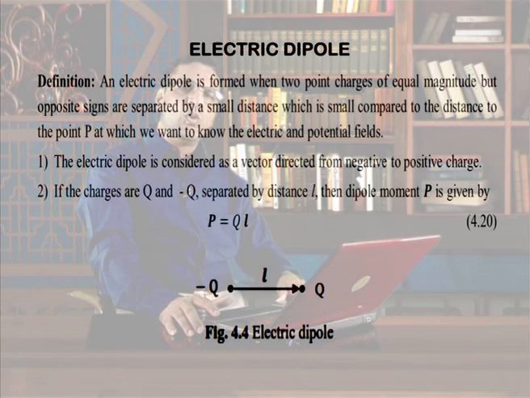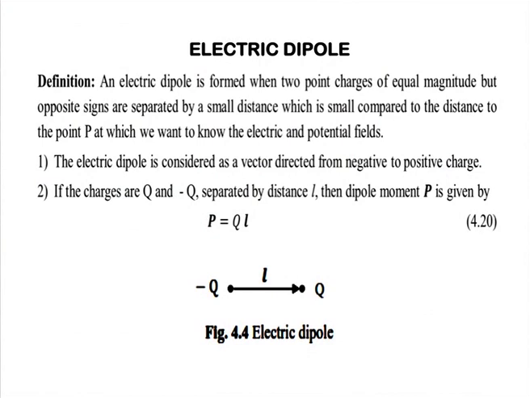Electric dipole. An electric dipole is formed when two point charges of equal magnitude but opposite in sign are separated by a small distance, which is small compared to the distance to the point P at which we want to find the electric and potential fields. The electric dipole is a vector directed from negative to positive charge. If the charges are q and minus q separated by a distance L, then dipole moment P is given by equation 4.20, which is P is equal to QL, as shown in figure 4.4.